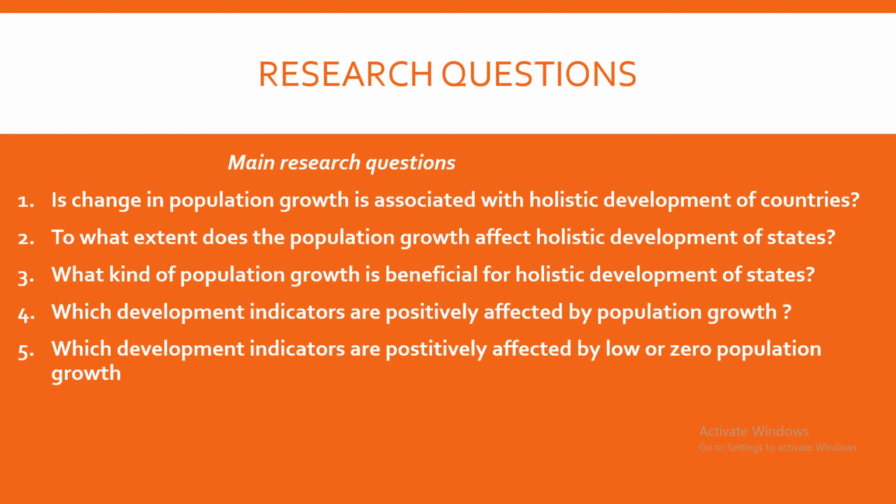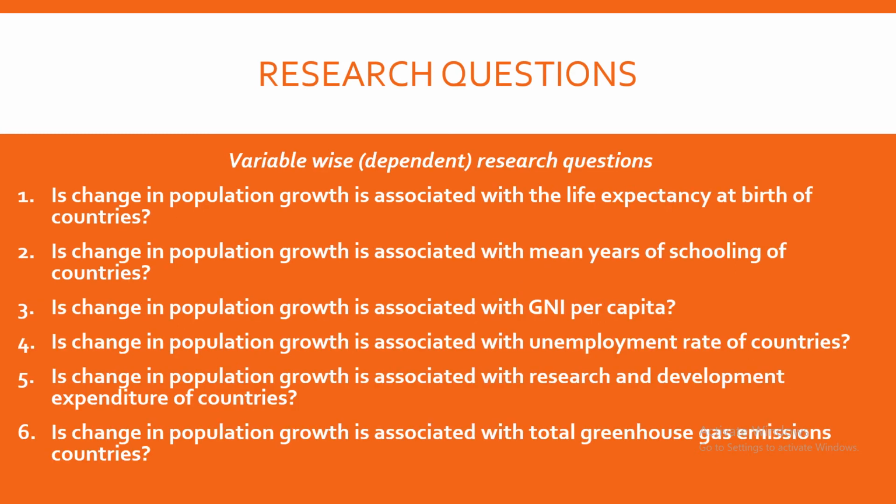I just have to mention here that in MANOVA we can also observe the relation between the independent variable and one single dependent variable. That's why these questions are formed accordingly, but I'm not going through all the questions, just the first question: is change in population growth associated with life expectancy at birth of countries? That was the first of the 6 variables, and this question is for that. Accordingly, I have made 6 questions for 6 variables.